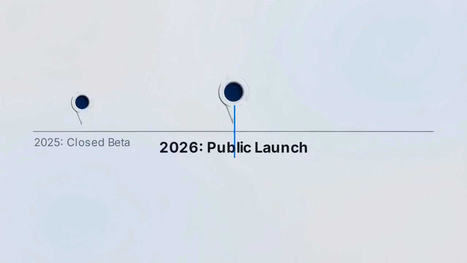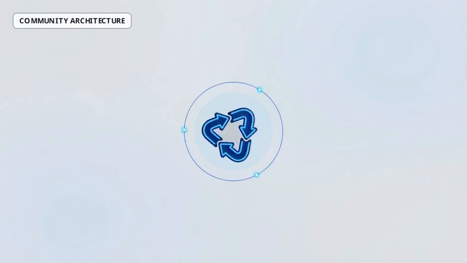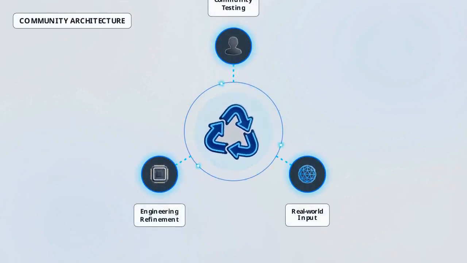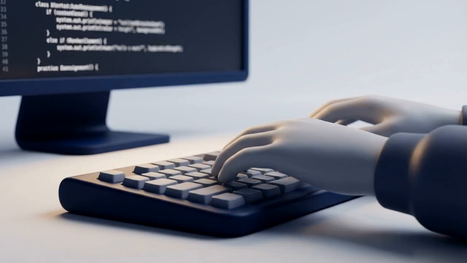This launch marks the point in the 2026 timeline where the Kimi Code ecosystem moves past isolated experimentation and into public utility. While this specific beta iteration has concluded, the community architecture established there guarantees future cycles of testing, input, and engineering refinement. The rollout of the K2.6 code preview demonstrates that for AI to work reliably in the real world, it must first be broken and rebuilt by the people using it.